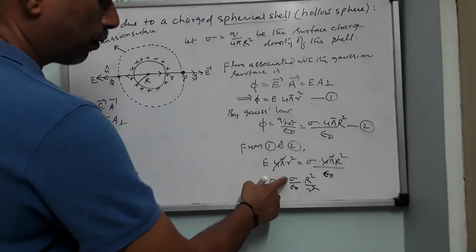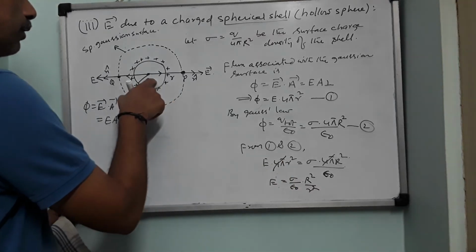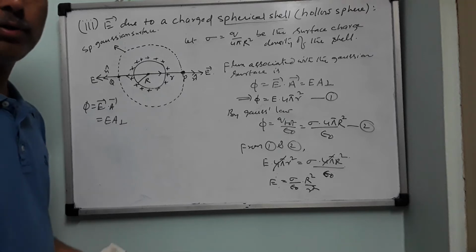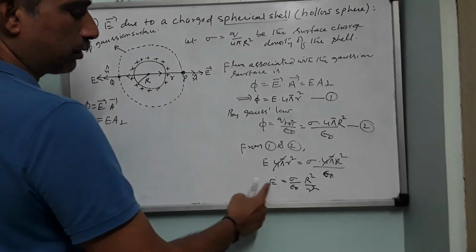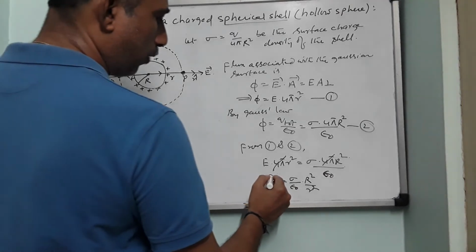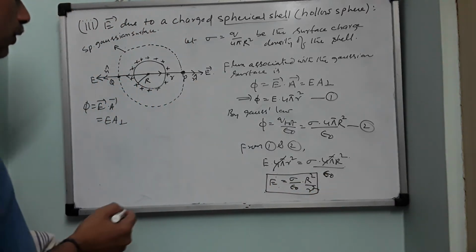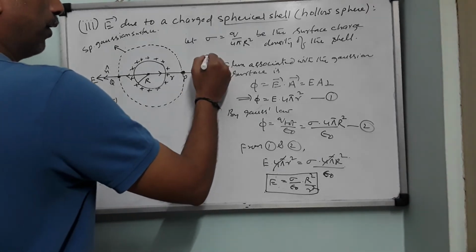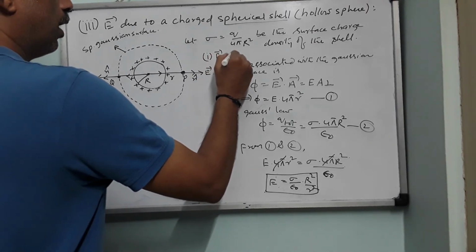So E equals sigma by epsilon naught into capital R square by small r square, where capital R is a constant because we are given a shell of radius capital R. We are not going to alter that, so sigma by epsilon naught is also a constant. The electric field varies inversely with the square of the distance. This is the expression for the electric field at point P outside. So this is case 1: electric field outside the shell.